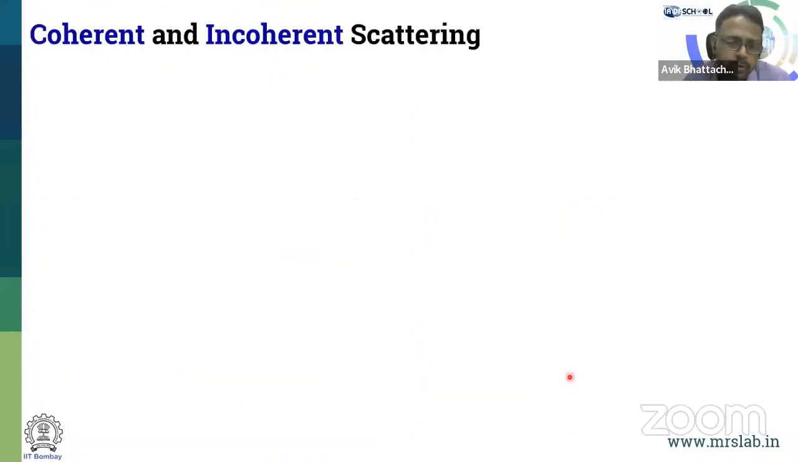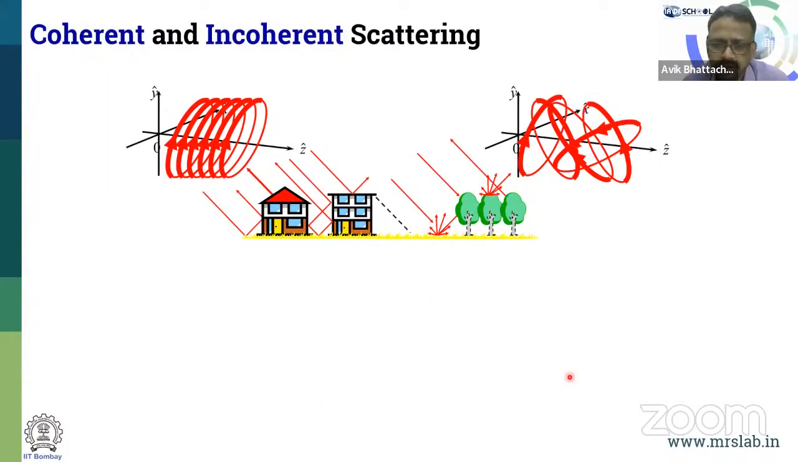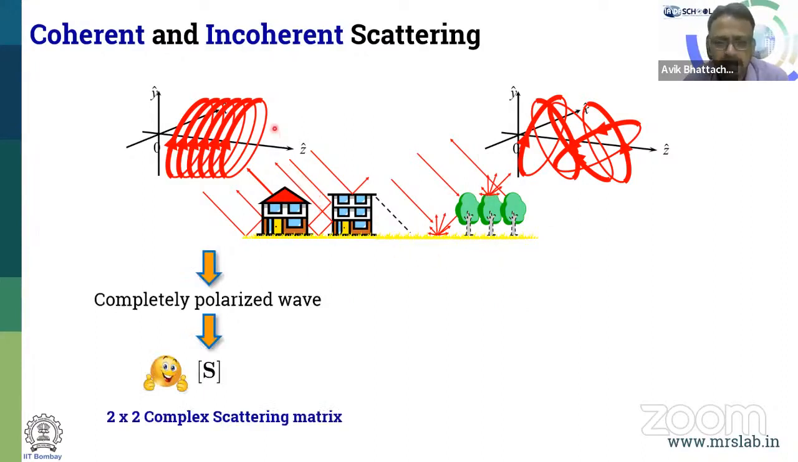So, moving into what is coherent and incoherent scattering. Life would have been easier if everything would have been coherent. So, we have coherent and we have incoherent. We have targets like this, which have very nice geometrical structures and properties, in contrast to natural areas, forest and agriculture and so on. If we had to characterize the target only in a coherent manner, then for a completely polarized wave, this S matrix, which we have just discussed, would have been enough. The 2x2 complex matrix S would have been enough to do everything. But this is not the case when we are doing remote sensing for Earth observation.